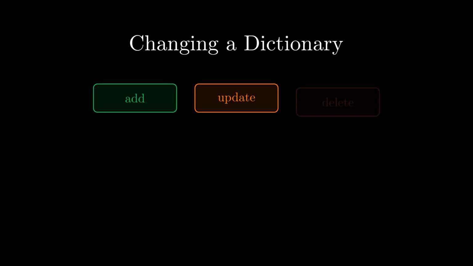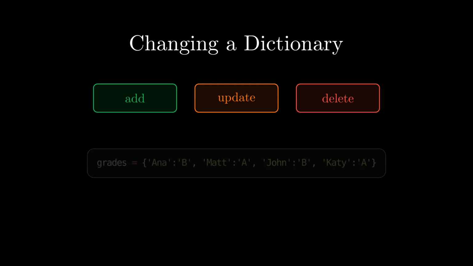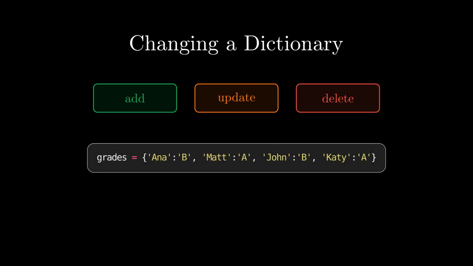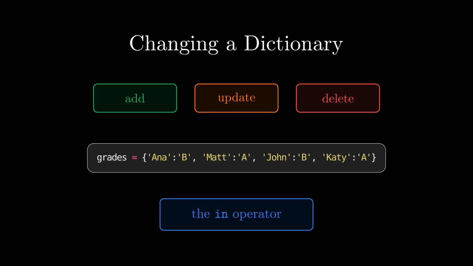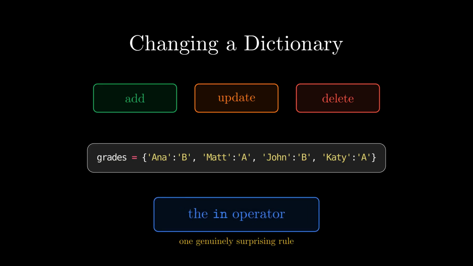A dictionary isn't frozen once you build it. You can add new entries, change existing ones, and delete them, each with a single direct line of code. In this video, we'll take one dictionary of student grades and change it 3 ways. Watch every change land in place, and then meet the in operator, which hides one genuinely surprising rule.